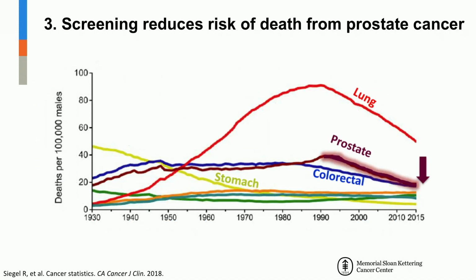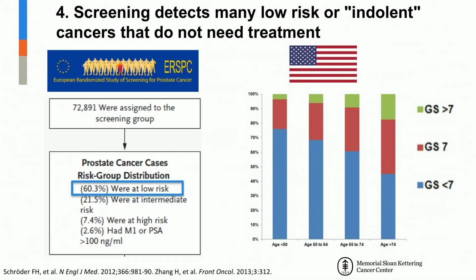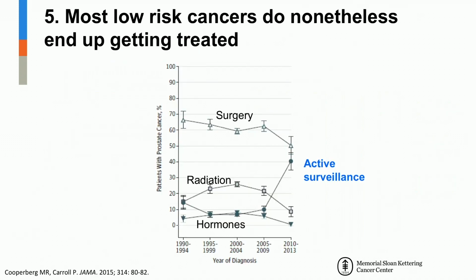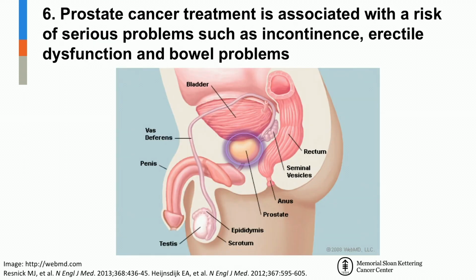We've also seen that in the US after the introduction of the PSA test, the mortality has dropped by almost 50%. But as I said, the problem is that many low-risk or indolent cancers are detected that do not need treatment, and there were a lot of them in the European trial and also here in the US. But the problem has been that most of these cancers have ended up getting treatment. Over the past 2 decades or so, the rate of active surveillance was only 10%, and it's only in recent years that we have seen an increase.